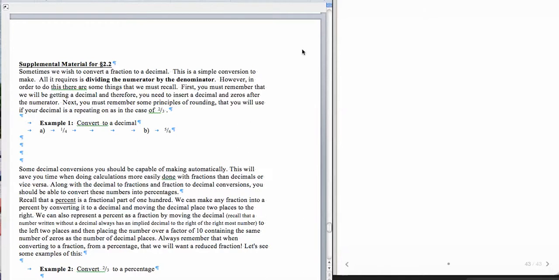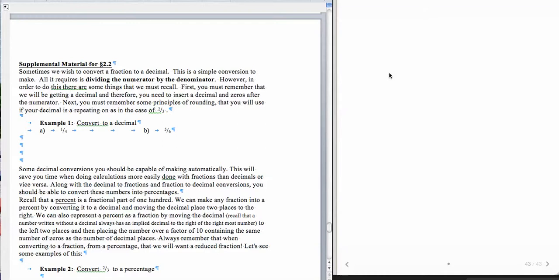This is the supplemental material for section 2.2. This may show up a little bit later on when we do our percentages and decimals at the end of this chapter, but I think it's important to put it in this area. So here goes. What we're going to talk about is converting fractions to decimals, and fractions to percentages.